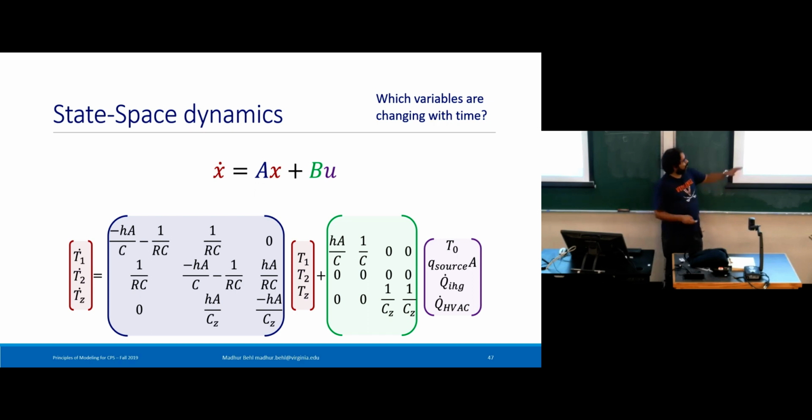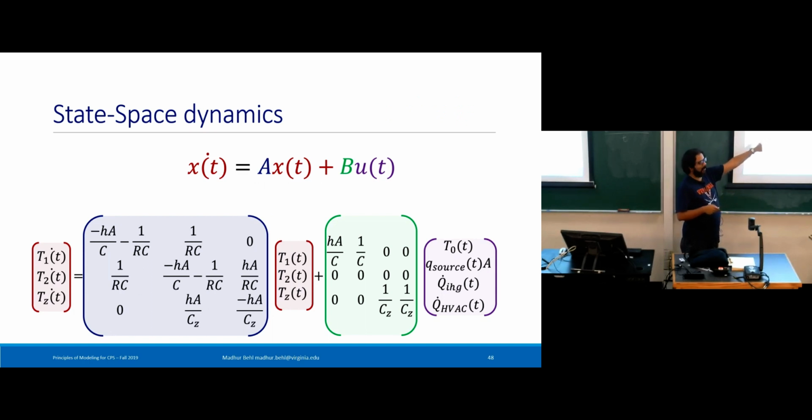Okay, so when I say x dot equals Ax plus Bu, I should really make it more explicit what is a function of time and what is not. So we have x dot, which is a function of time. The state is obviously changing with time. If the state wasn't changing with time, it's not an interesting system to analyze. It's a static system. It's not even dynamic. And then we have u of t, all these inputs.